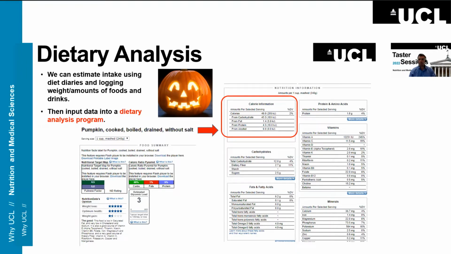Just for a bit of fun, you can see I've got a pumpkin here because it was Halloween recently. And on the right hand side, this is just a free online resource that I used earlier this week. You can look at, for example, the amount of calories per unit. So this is in a serving of 245 grams of mashed pumpkin. And you can look at specifically how much carbohydrate, how much fat, and how much protein is within that food.